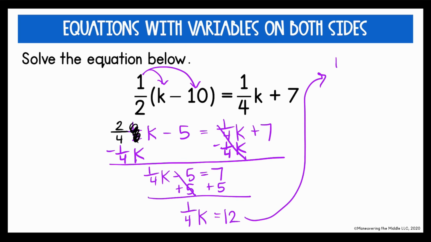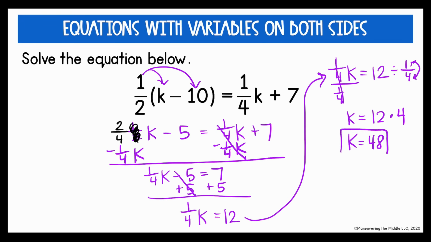I'm going to move this up here so we have more room. 1/4 k equals 12. 1/4 is being multiplied by k. So technically to undo it, we need to divide both sides by 1/4. Over here, I'm going to write my division out to the side because I want to remind us that dividing by a fraction is the same as multiplying by its reciprocal. And reciprocal means we switch the numerator and the denominator. So if I switched 1/4, it would be 4 over 1, which is the whole number 4. So 12 times 4 shows us that k equals 48.